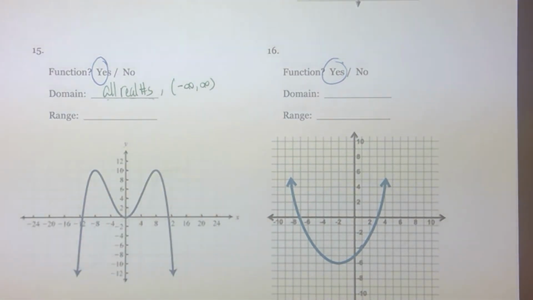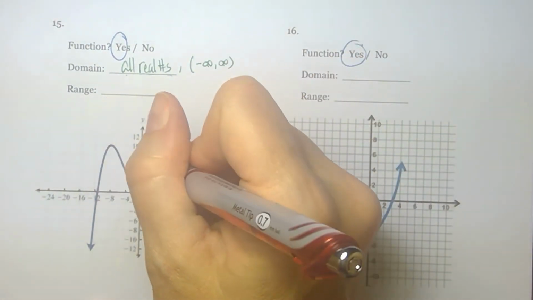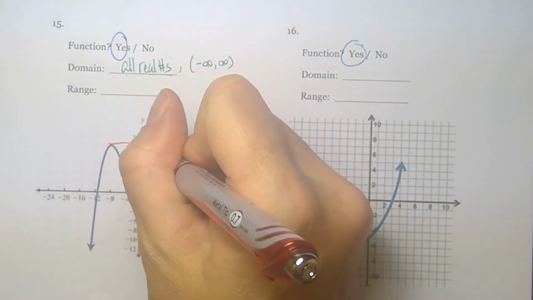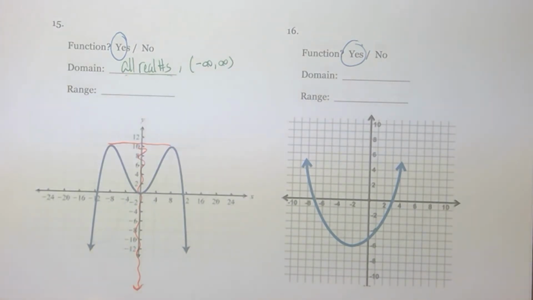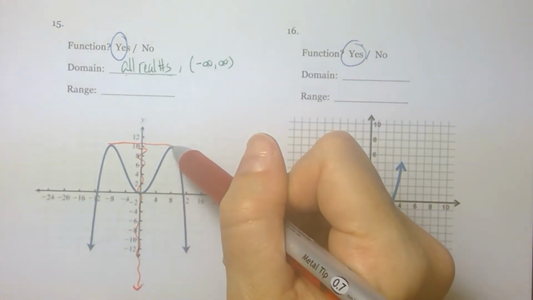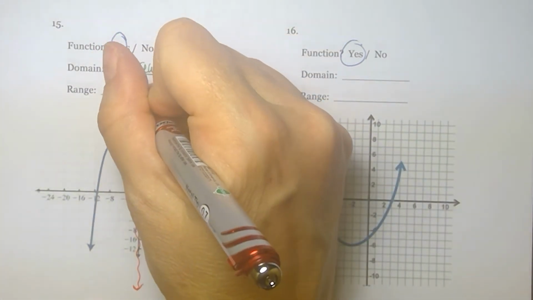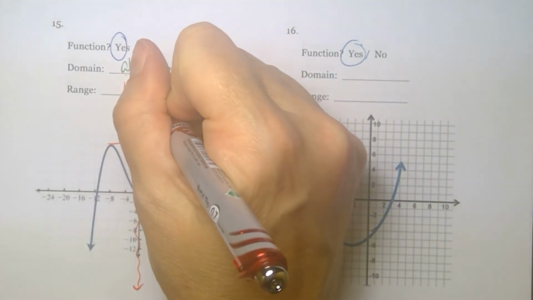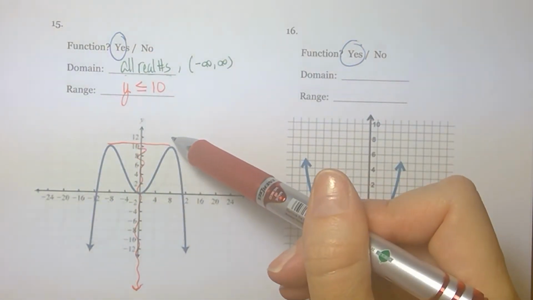The range has a limit. It goes down forever, but it doesn't go up forever. You see, my range has a highest possible value. It's going to go down forever, but it reaches the highest point. The highest point is at 10. So my range is going to be all y values less than or equal to 10, because 10 is as big as it gets, as high up as it goes.